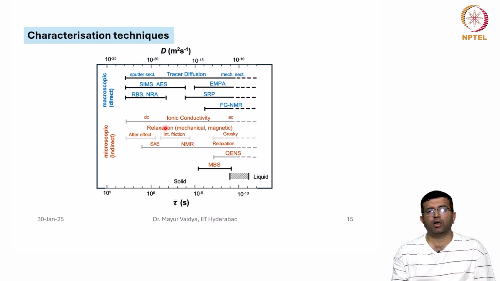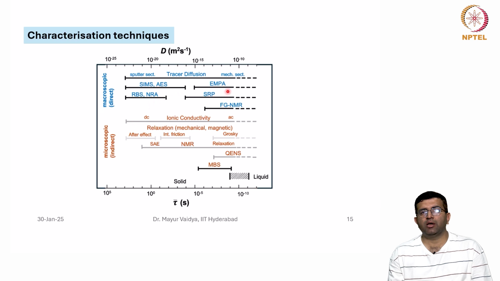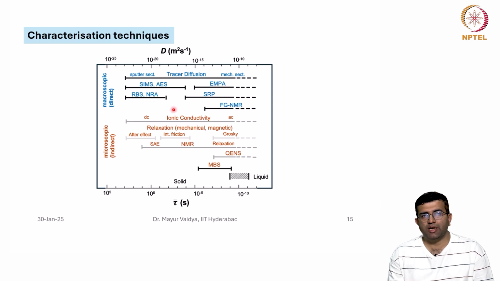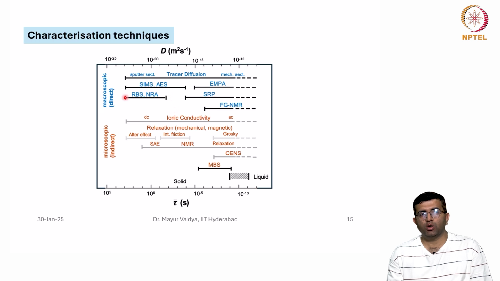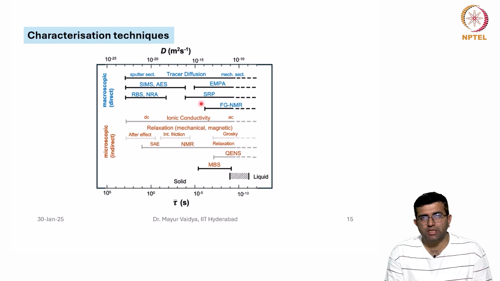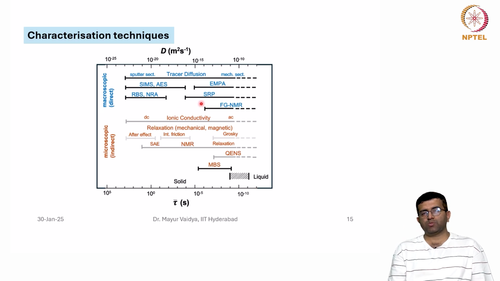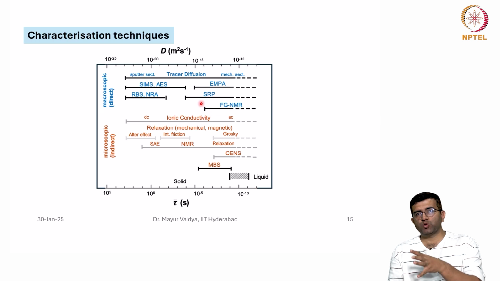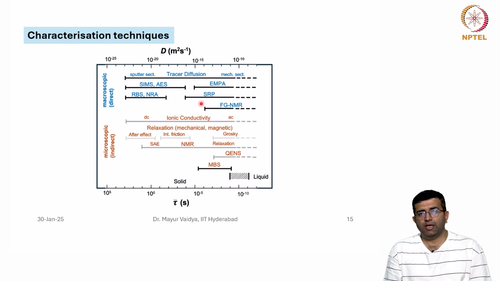We also saw SIMS and EPMA, which also come under the direct measurement techniques. SIMS, secondary ion mass spectrometry, is more suitable for the lower diffusivities, whereas EPMA, which is electron probe microanalysis, is more suitable for the higher diffusivities.